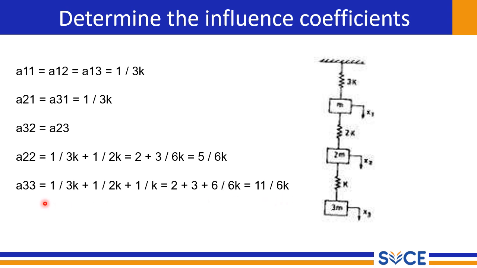So, let me conclude the determination of influence coefficients. By this step-by-step analysis, we have determined all the influence coefficients for this vertical spring mass system. Understanding how to calculate these coefficients is essential for analyzing the static and dynamic behavior of more complex mechanical systems.